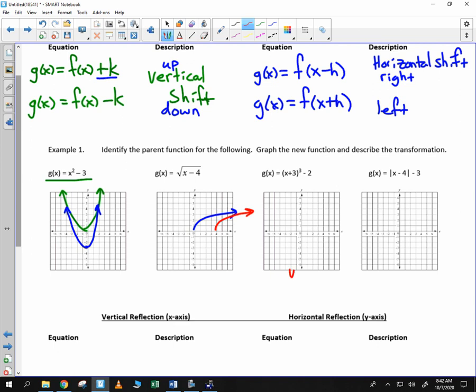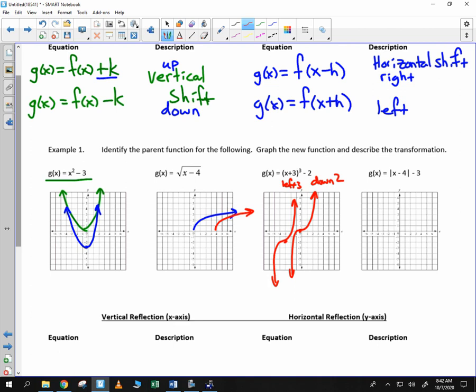The parent function is this cubic. I have 2 transformations. First of all, I have left 3, and then I have down 2. So I'm just going to take this spot right here. I'm going to move it left 3, 1, 2, 3, and down 2. And then I can draw my function over there.